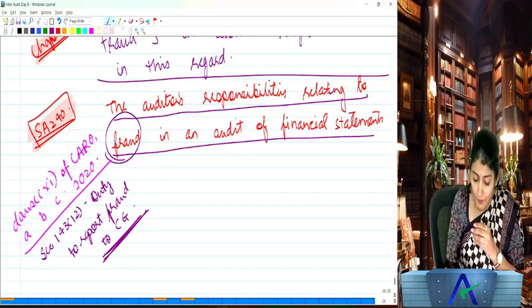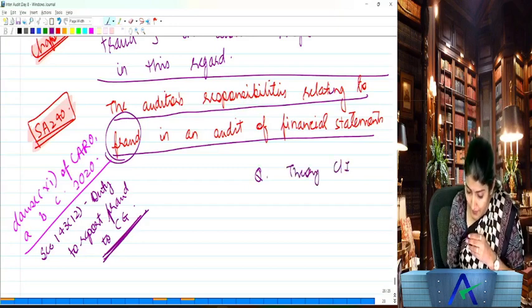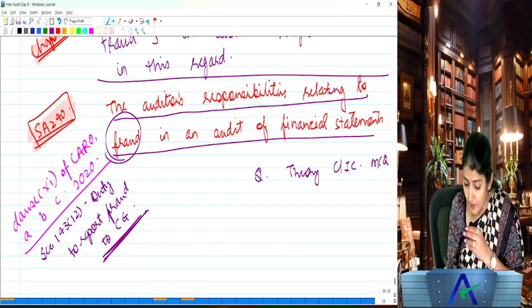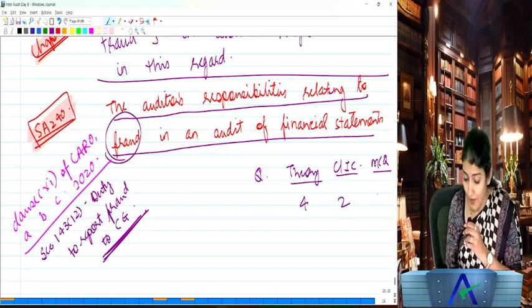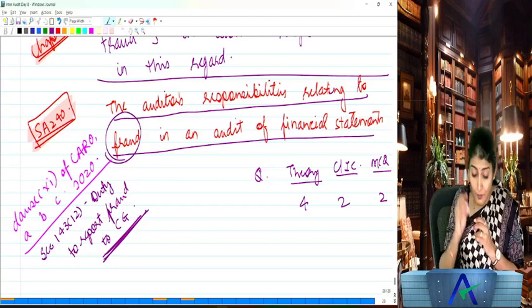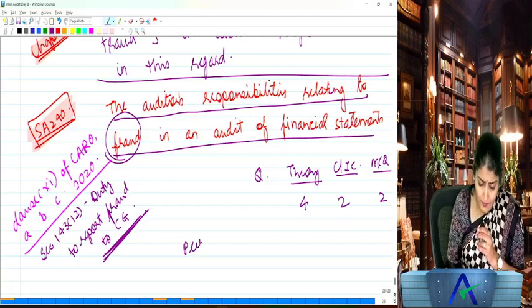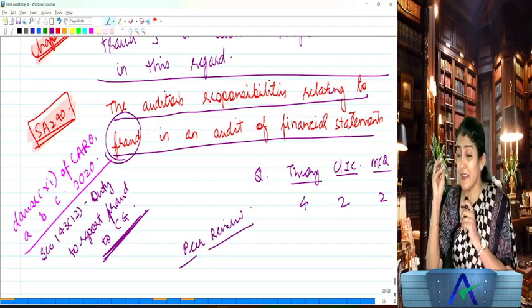Now what happens if the question comes in the theory part of the paper? It comes in correct-incorrect also, and in MCQ also. With theory marks of 4, correct-incorrect is always 2 marks, and MCQ could be 2 marks or 1 mark. I told you the other day about peer review, the work of one CA being reviewed by another CA. This is one chapter which is there in CA Final.